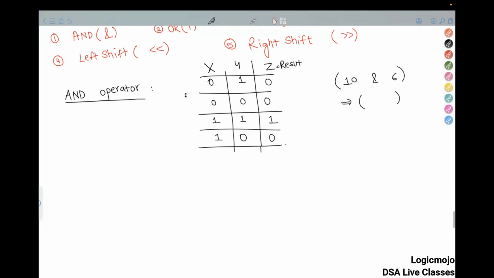To do this, you have to convert both of those values to binary form, and then do the AND operation on each of the bits. And you will get the result.